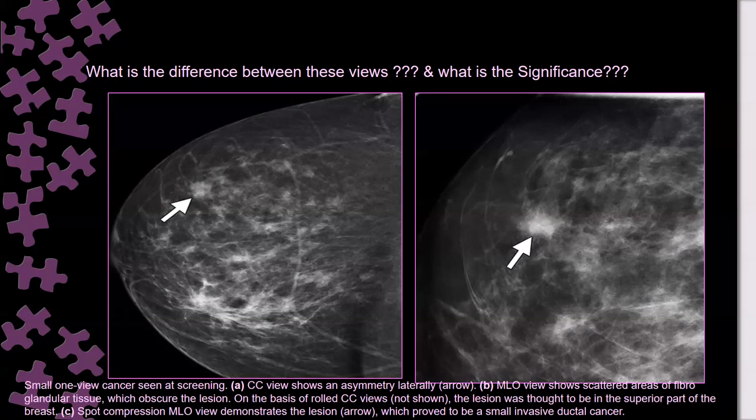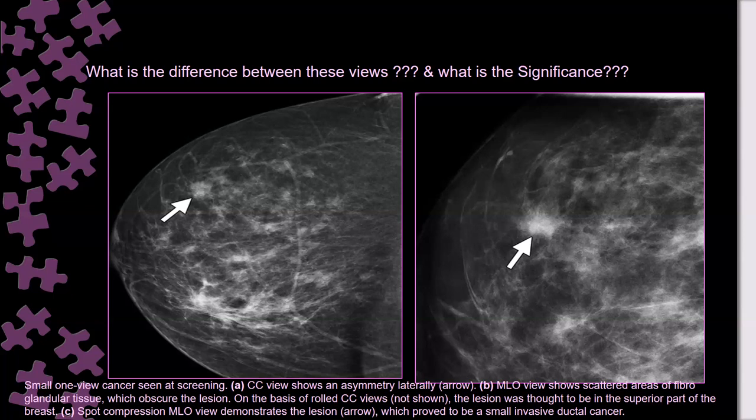What is the difference? Magnification. On the left is the craniocaudal view, and on the right, the mediolateral oblique view. I think the same image, but one is magnified. The one on the right, yes, is the magnified view. Yeah, this is a spot magnification view.